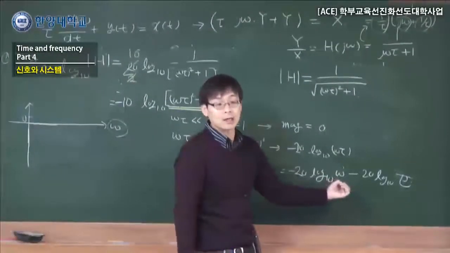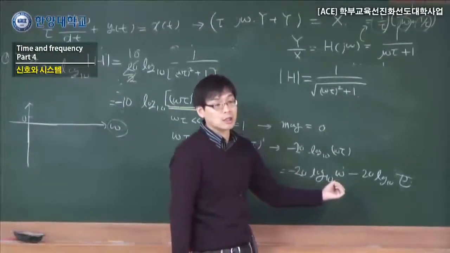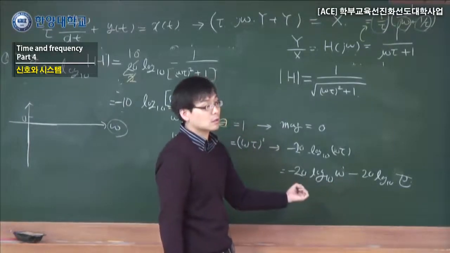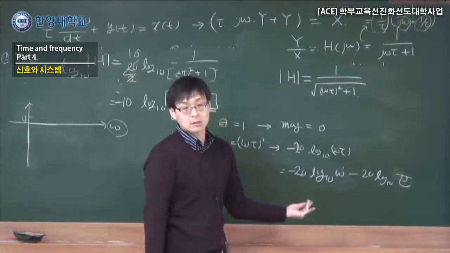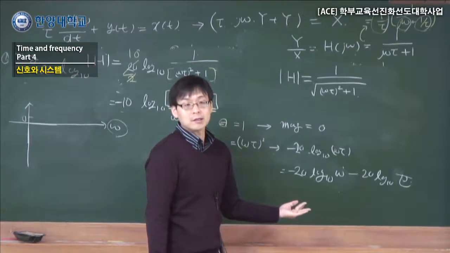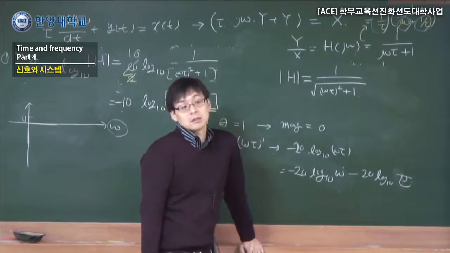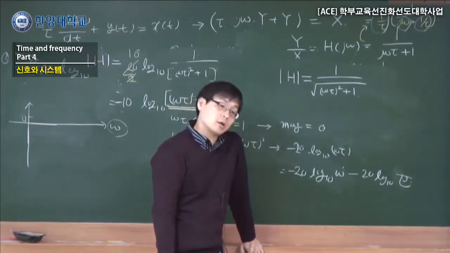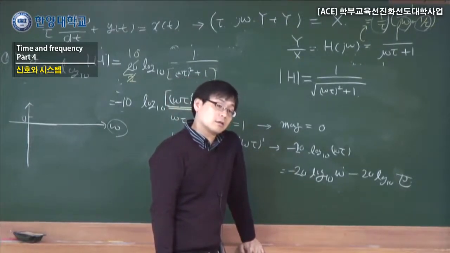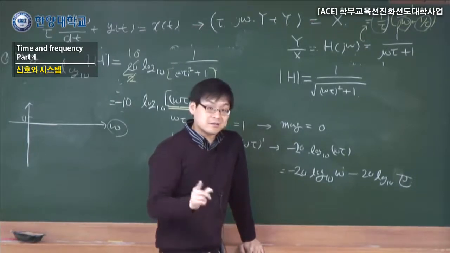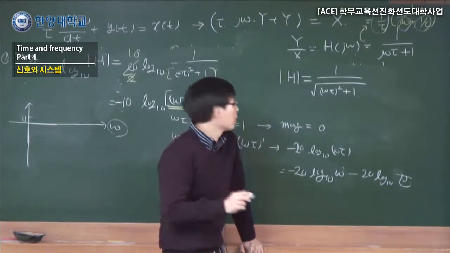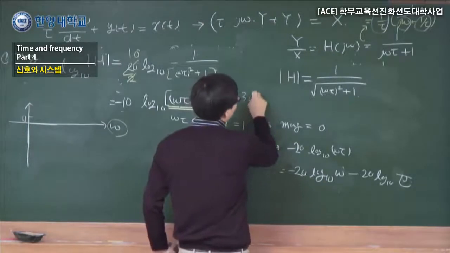which we have learned by what? Decade. 3 dB per decade. What is a decade? A decade is 10. Is it? Really? Why does 3 dB per decade come out?